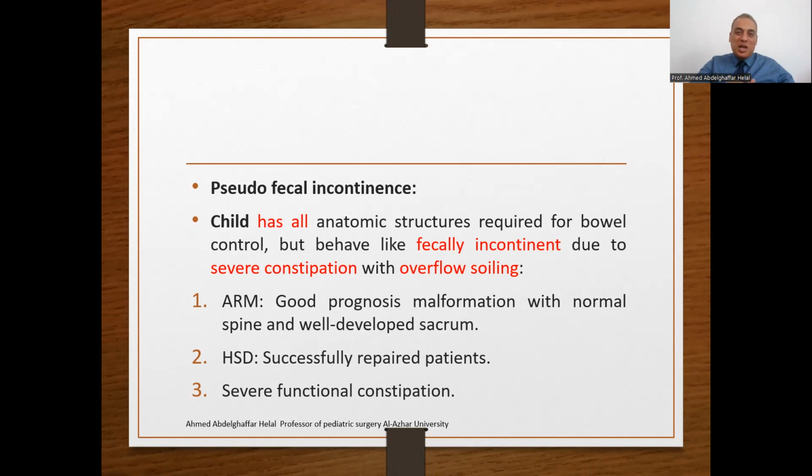It's very important to differentiate between both types because the treatment is different. Hirschsprung disease may present with pseudo-fecal incontinence, yes, for successfully repaired children. Correct operation, preserved the dentate line, preserved anal canal. So what is the problem? Constipation, severe post-operative constipation, as these children are already predisposed to constipation from their pre-operative condition.